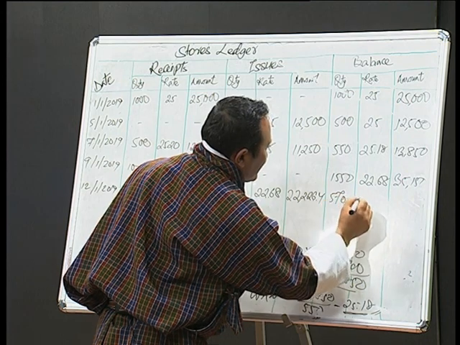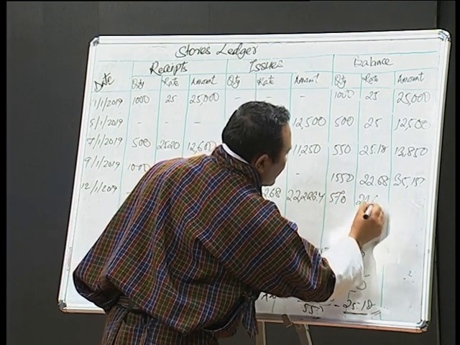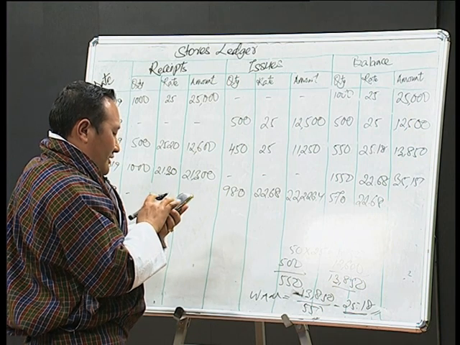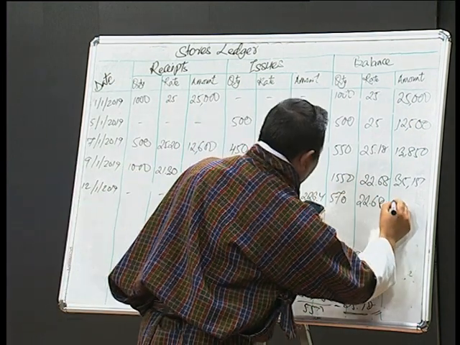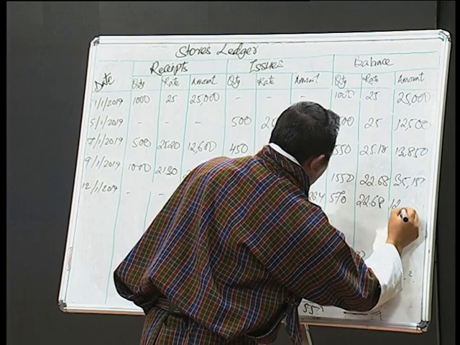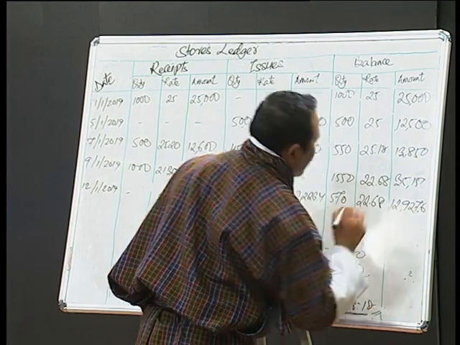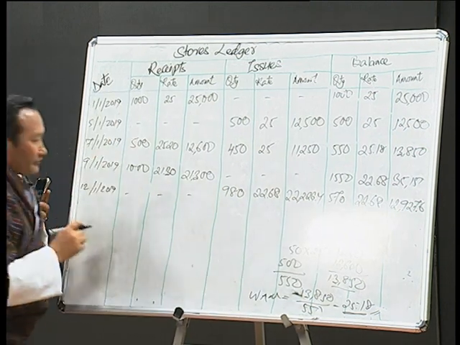So 570 at the rate of 22.68. So we get times 22.68. So we get how much? We get 12,927.6. So this is what we have.